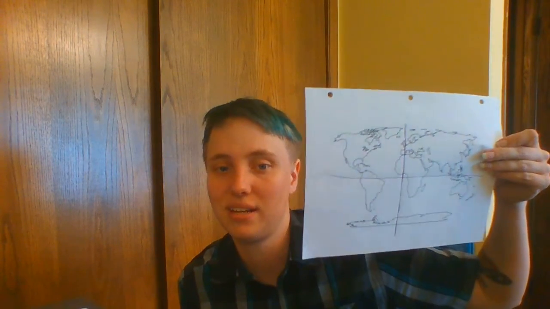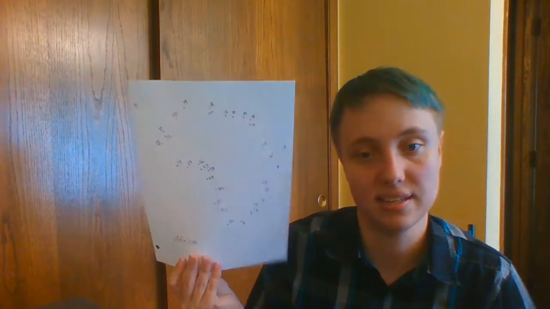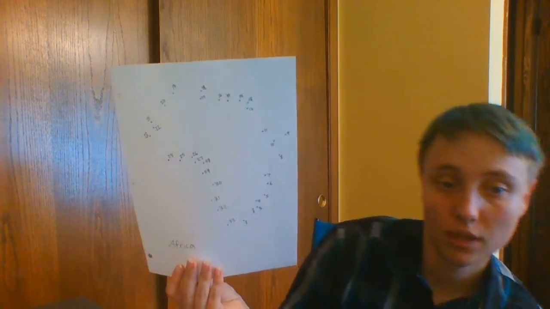So first of all, you have your map that we looked at a bit yesterday for some of you. And you have a map of the world. Mine has some extra lines on it because I need it for an equator and prime meridian lesson. And you have your dot to dots. In this case, I am holding up Africa. So, clipboard. What you're going to do is each dot to dot.